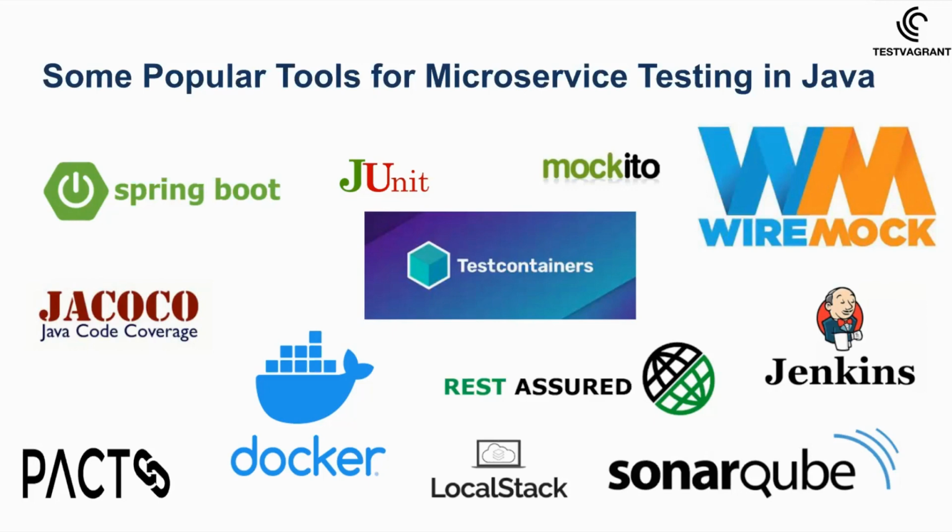Next is Pact. Pact is a contract testing tool. It's quite prevalent and available in multiple languages. It supports Java, it's there for JavaScript, and I believe for C# as well. It's a tool which helps you do validation of contracts, and we'll talk a little more about it when we move on.